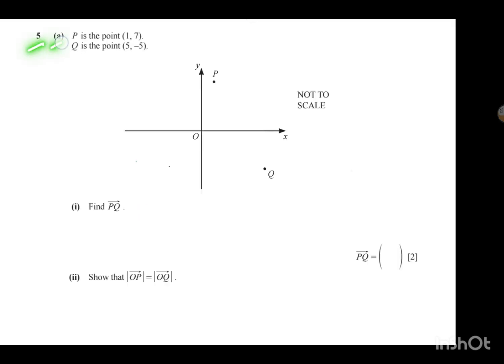Question number 5. P is the point (1, 7), Q is the point (5, minus 5). Let me write here: P is 1, 7 and Q is 5, minus 5. Question number 1. Find vector PQ. Before finding PQ, let us write what OP and OQ are. OP is (1, 7) and OQ is (5, minus 5).